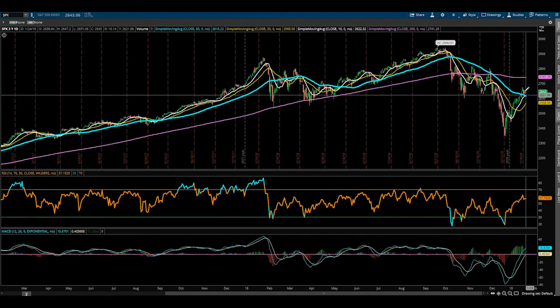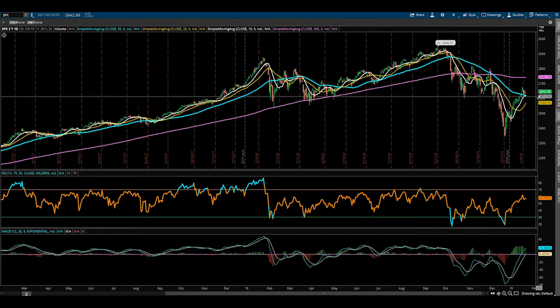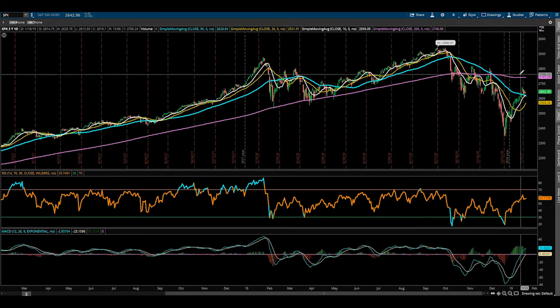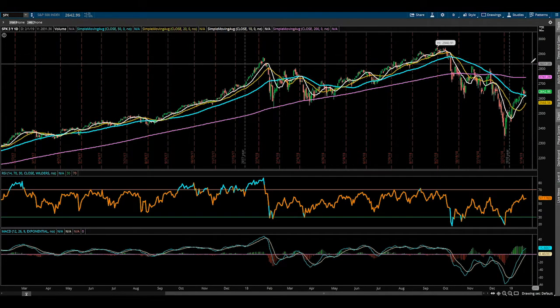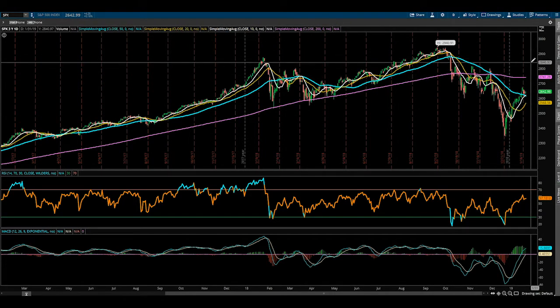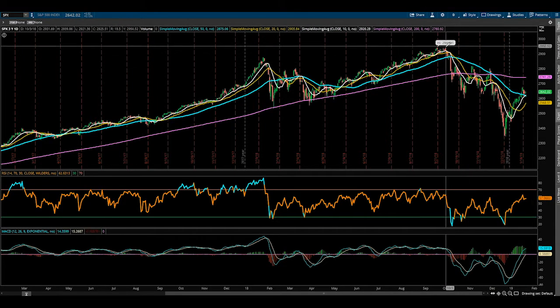The moving averages are still mixed, where we've got the 10 and the 20 pointed up, the 50 and the 200 either pointed flat or down. What I want to do in this week's video is look in on a shorter time frame than usual. We're going to take a look in on an hourly chart and discuss some important short-term key levels because, again, the overall picture has not changed much.